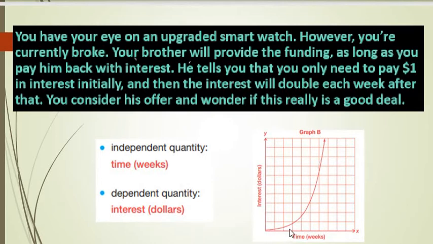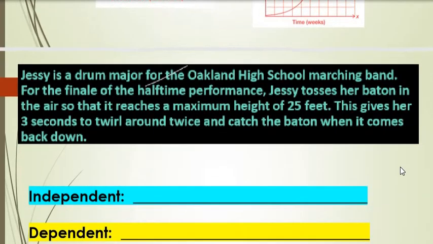And you're going to use an exponential graph for this because you start out small and then it just keeps exploding and going up. This right here is a smooth curve and is increasing from left to right.